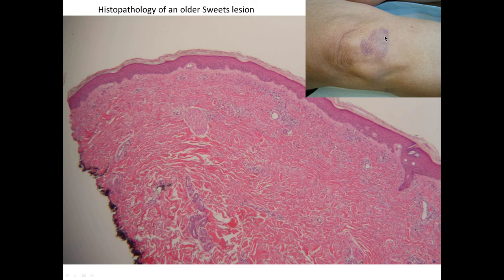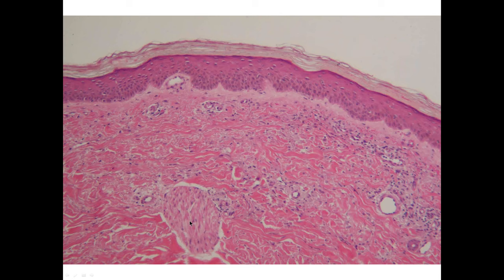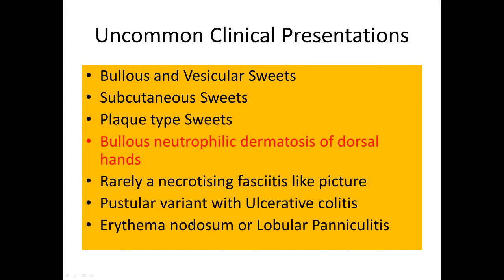But then if you look at the histopathology of an older Sweet's lesion in this patient, this lesion here that we had in the knee, you look in close, really not much in the way of edema here at all. The infiltrate, when you're going to see it, is going to be perivascular. And it's not terribly neutrophilic. There are some there, but most of that's in fact lymphocytic.